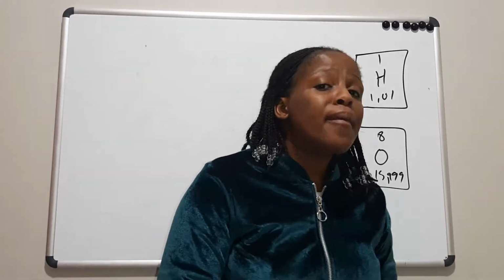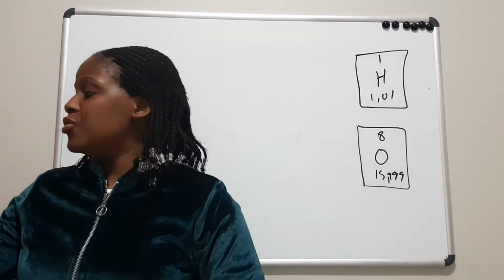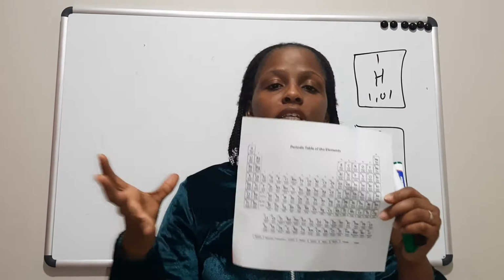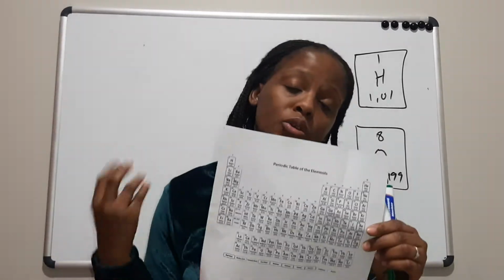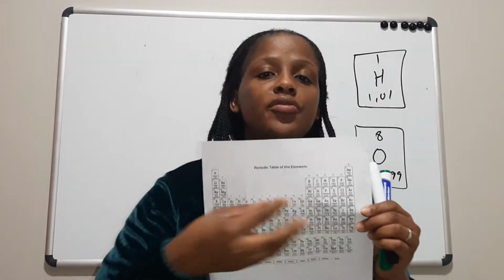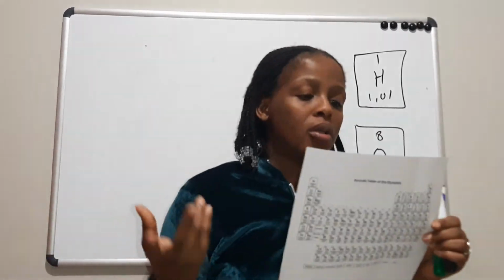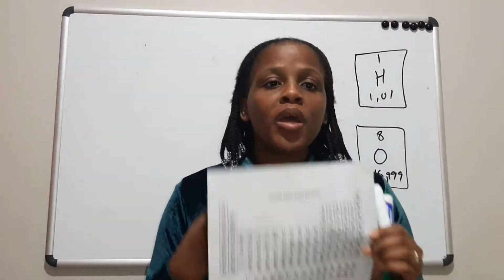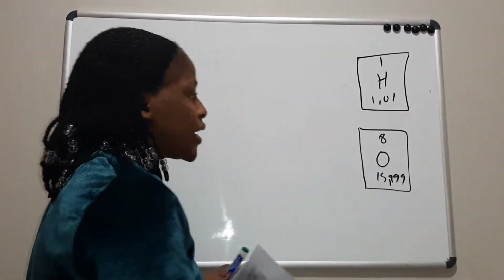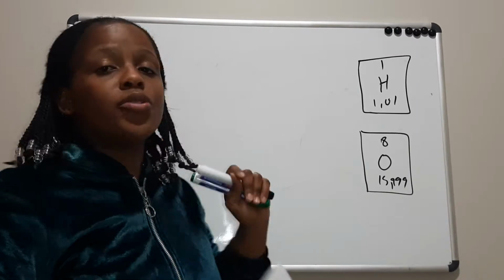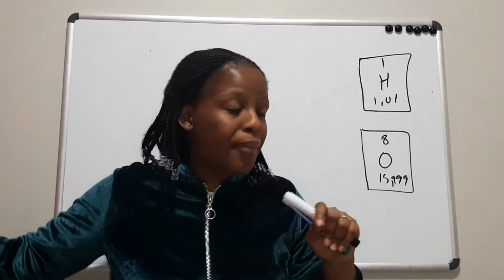To be able to calculate molecular weight, you need a periodic table of elements. This is where you'll get the atomic masses of the different atoms that are in that specific molecule you'll be calculating the molecular weight for. So what I did now, I've taken just two elements from the periodic table and written them there so that you can see in a bigger picture.